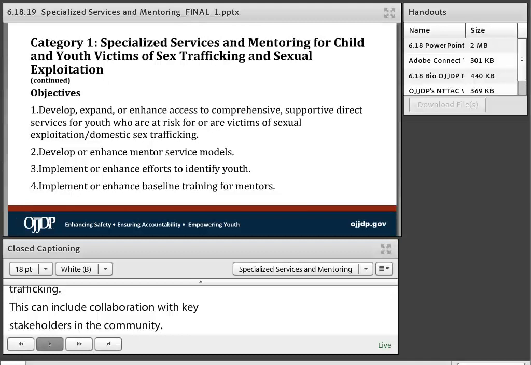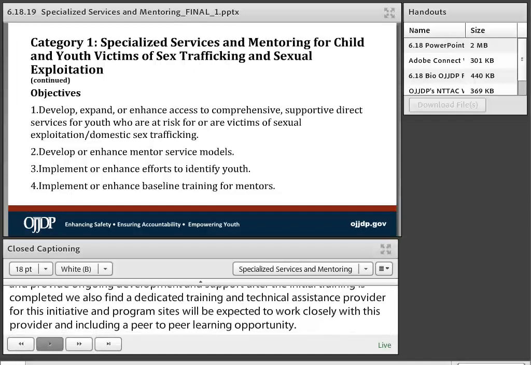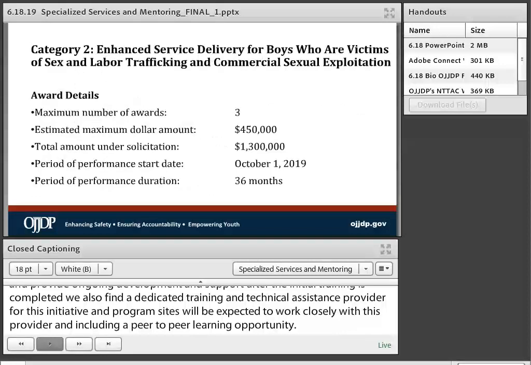I'll talk about that annual opportunity specifically when we go into the budget, and that you will need to budget for representatives to attend this annual training. But the TTA provider will be there to support your efforts and assist you throughout the entire time of the award.